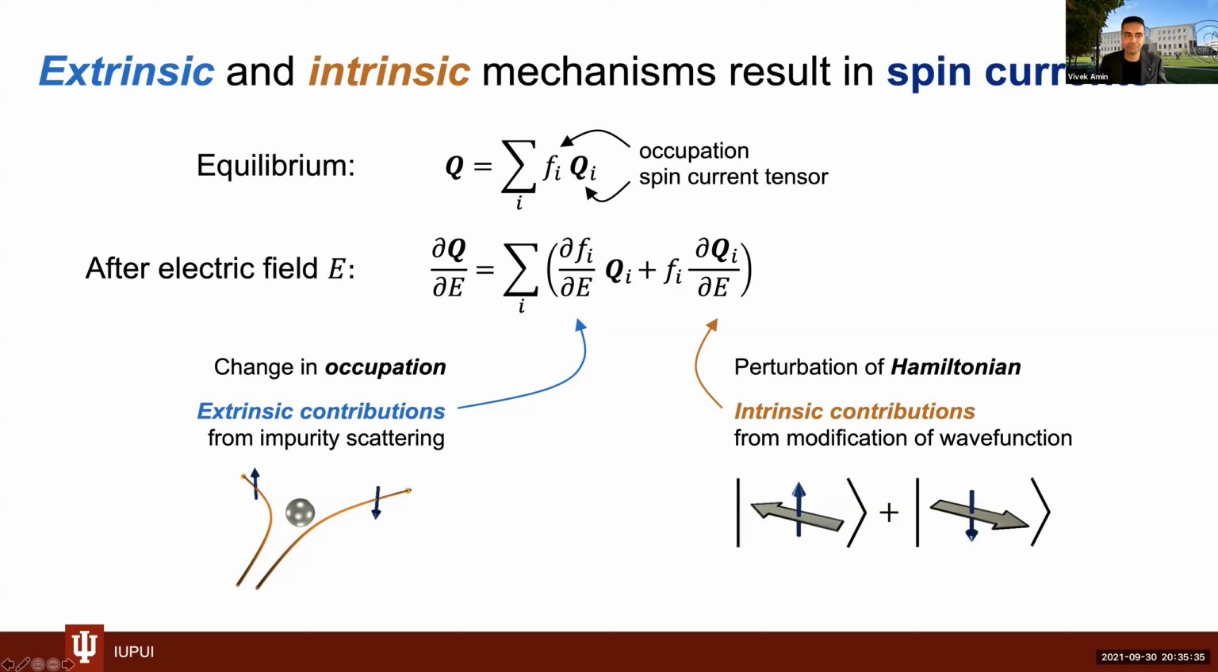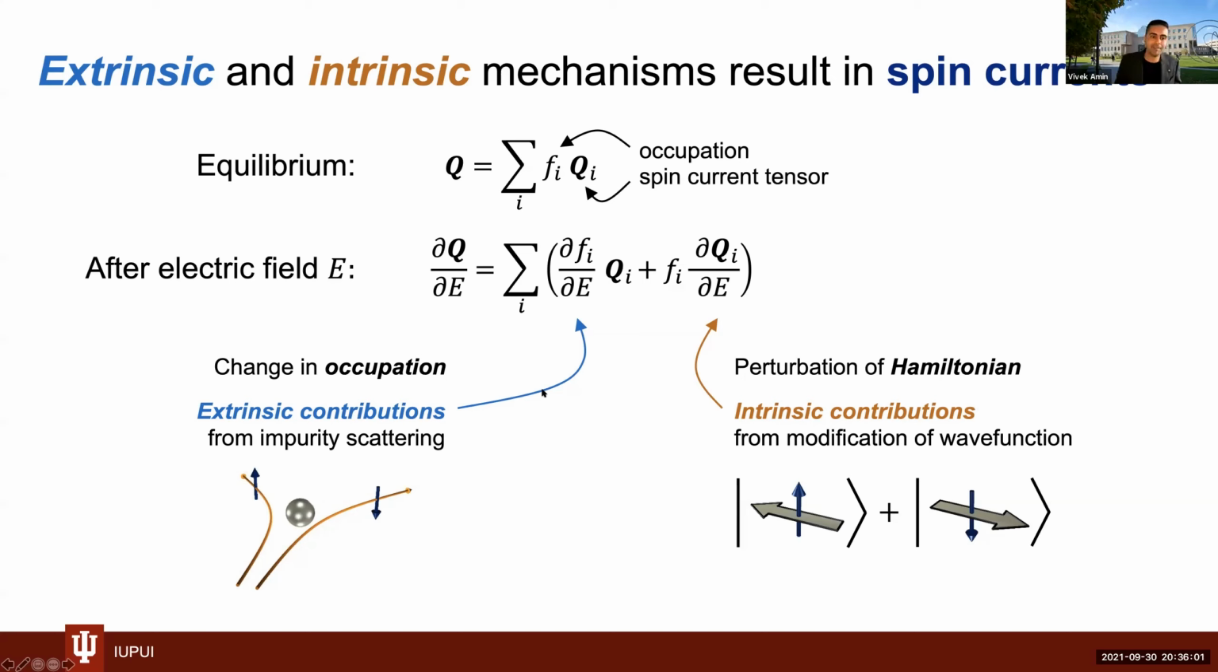After I turn on an electric field, I have two things that can happen to linear order. Either I perturb the occupation of carriers or I perturb the spin current which is carried by those electrons. And so loosely, we're just going to call any change in occupation an extrinsic contribution, and any change in the spin current the carriers actually carry an intrinsic contribution.